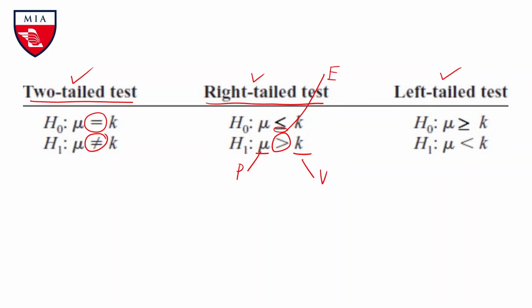Next is the left-tailed test. In a right-tailed test, the alternative hypothesis states that the parameter is greater than the value; in a left-tailed test, the parameter is less than the value. So they are just opposite to each other. If the parameter, for example the mean, is less than k for the alternative, then in our null hypothesis, our parameter is greater than or equal to k. Again, we have this equality symbol because it is a null hypothesis.